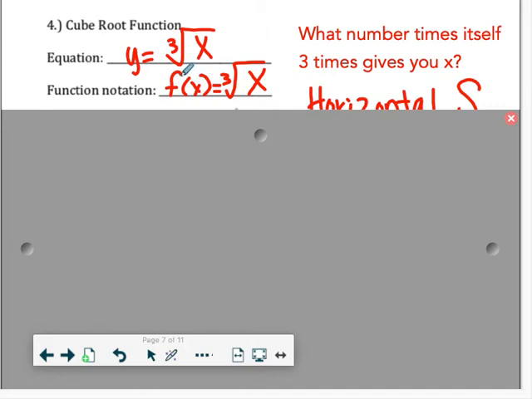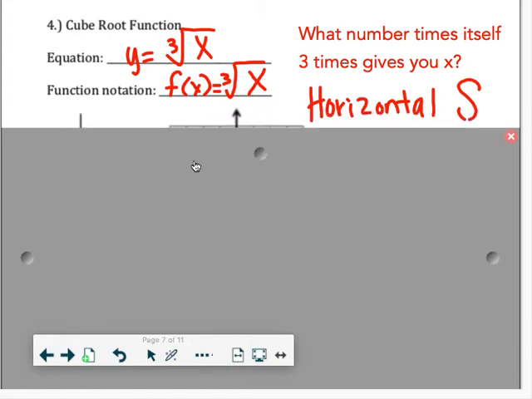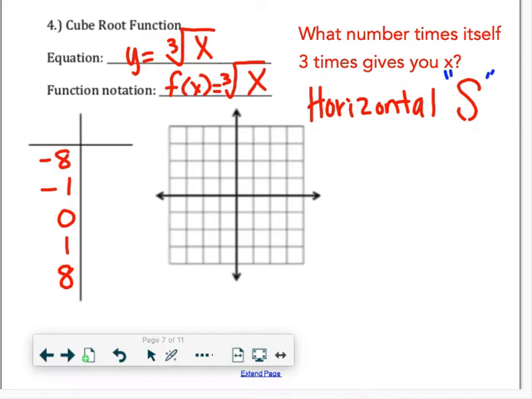Function notation, f of x equals the cube root of x. And then here's why I was calling the other graph a vertical S. This one looks like a horizontal S shape, okay? That way you can know cube and cube root are inverses of each other. Their graphs are similar but facing opposite directions. Let's look and see what this looks like.